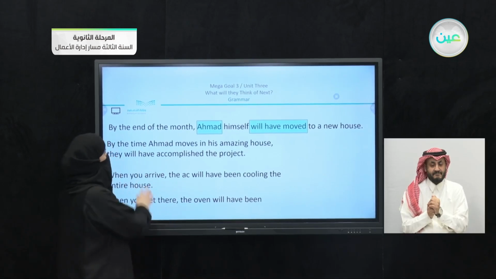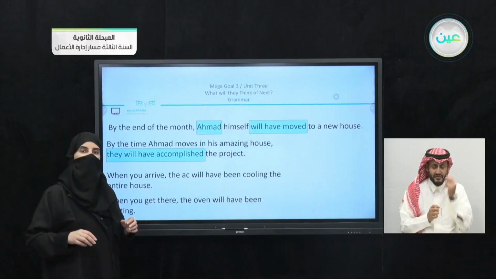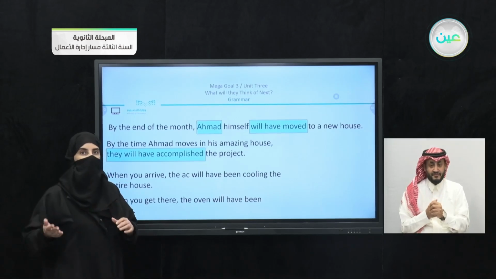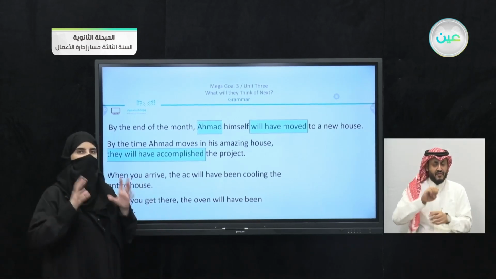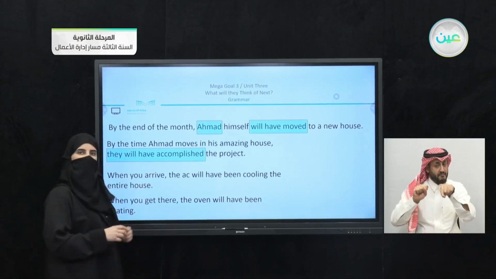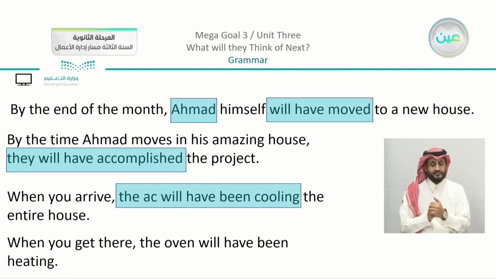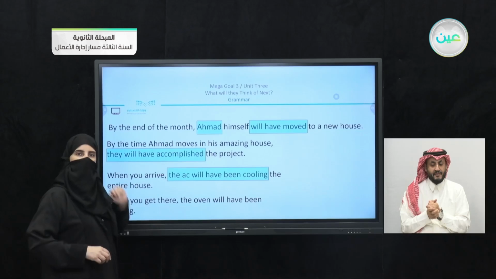In the second sentence, we have here, they will have accomplished. Now here, this is something interesting to just point out, that we use have. Either it is singular or plural, we have the same helping verb. So we have here, they will have accomplished. Also, the AC will have been cooling. Now, what is different in this example from the ones before?